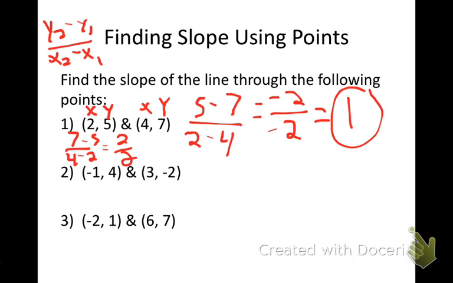Number 2. How would I set up number 2, Max? 4 minus negative 2. Okay. Negative 1 minus 3. Okay, so he went y1 minus y2, x1 minus x2, and that's okay. Be consistent. 2 negatives there get us a what, Bryce? Positive. So 4 plus 2 is? 6. Negative 1 minus 3 is what? Negative 4. So I have 6 over negative 4, which means my slope is what, Bryce?